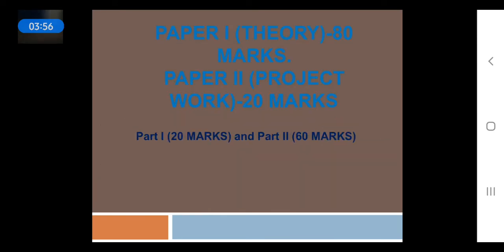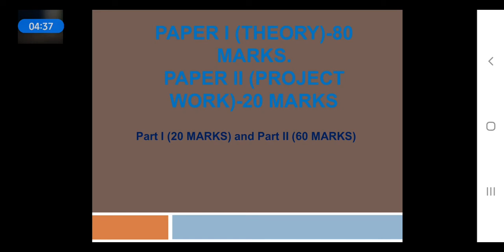Now let us talk about the board examination pattern, students. This political science of class 11 is divided into two papers, paper 1 and paper 2. Paper 1 is a theory paper, and that will be of 80 marks. In paper 2 you have to do the project work, that means your assignment. Paper 2 is your assignment, and that will be your 20 marks.